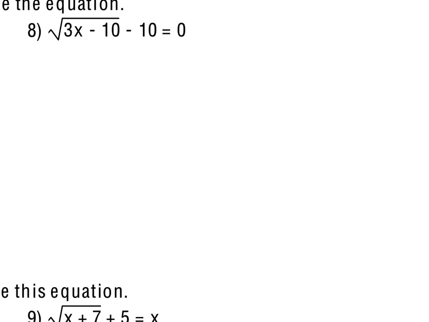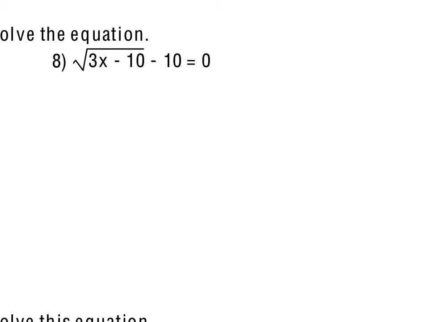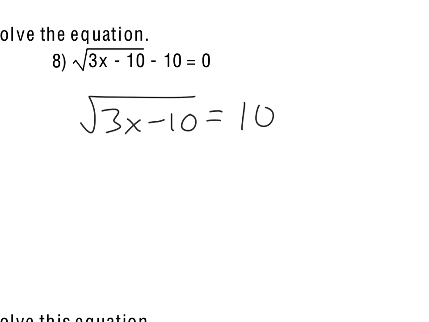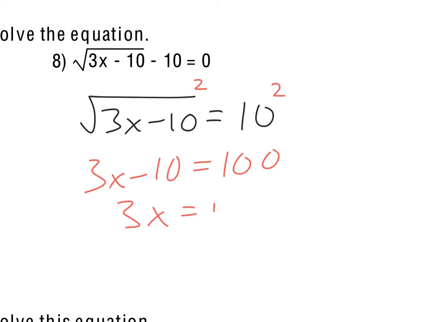Again, first thing we want to do here with number 8 would be to isolate the radical, so we would add 10 to both sides. So we get the square root of 3x minus 10 equals 10. And we would square both sides to get rid of that square root. So we end up with 3x minus 10 equals 100. We would add the 10, we get 3x equals 110. And then we divide by 3 to see what that would be.